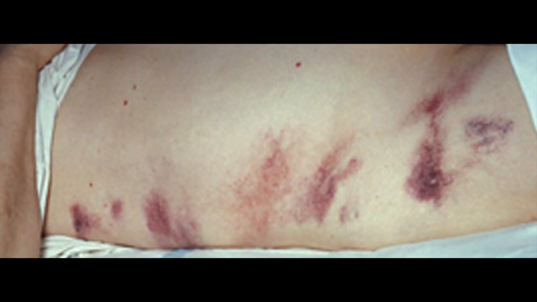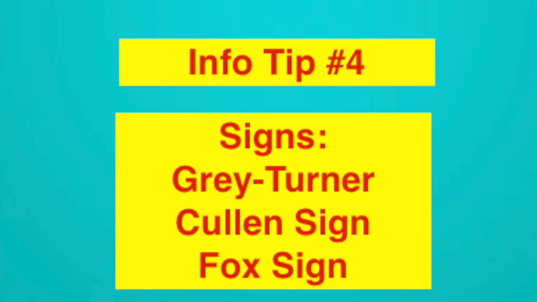The moral of the story here is that if you see the Grey Turner sign or any one of these signs, this needs to be reported immediately. With the Grey Turner, they're usually going to have some bruising on the sides of their flank. So it's super important to be able to at least identify and recognize, even if you can't remember the sign, just know that any kind of bruising with pancreatitis is abnormal and that this individual needs emergent evaluation.